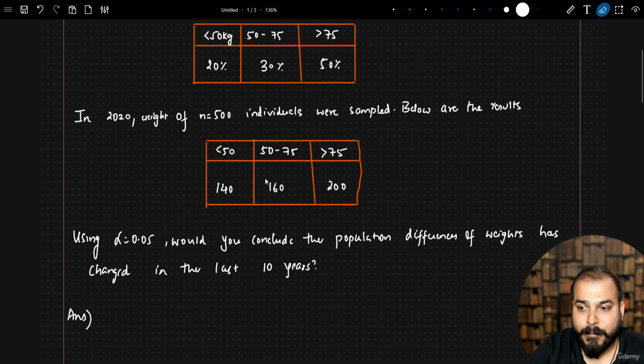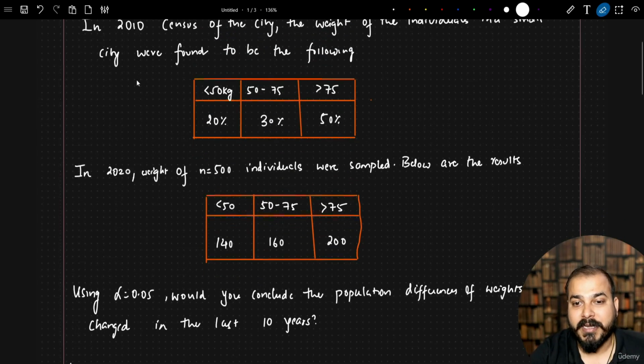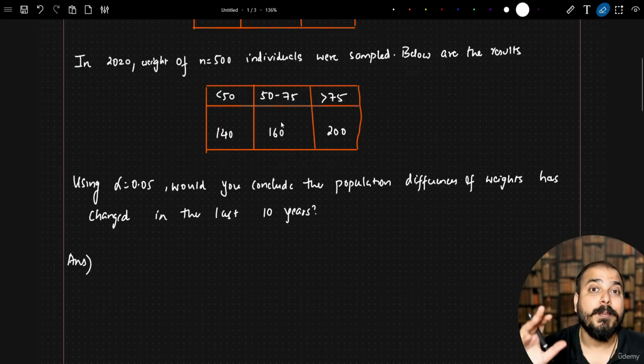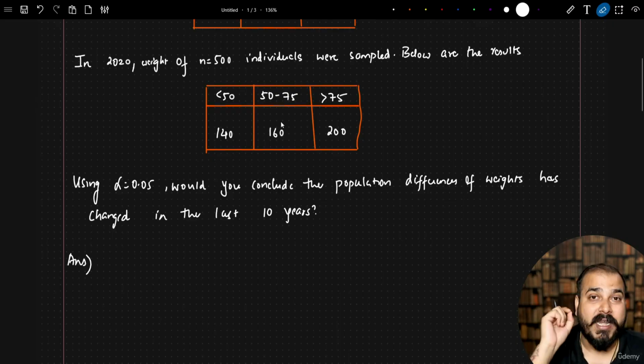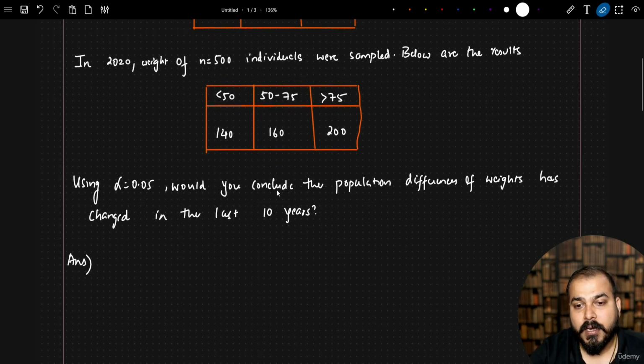Now based on this sample, we need to see whether there is a population difference with respect to 2010 and 2020. So using alpha is equal to 0.05, would you conclude the population differences of weights has changed in the last 10 years? And remember, this is my sample data. And with this, I want to make an assumption of the population in 2020. And for this, we will specifically use chi-square test because I have three categories. Now let me show you how we can solve it.